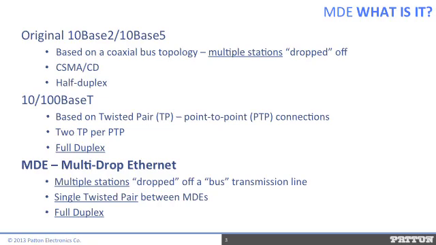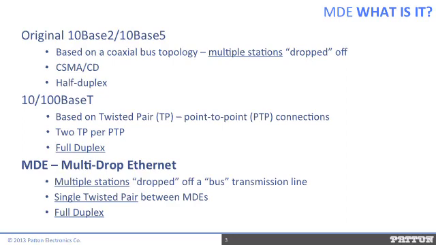The successors, 10 base T and 100 base T, used two twisted pair cables that connected in a point-to-point manner and could support full duplex transmission. In addition, collisions became a minor concern once the 10 or 100 base T implementation used switches instead of hubs.